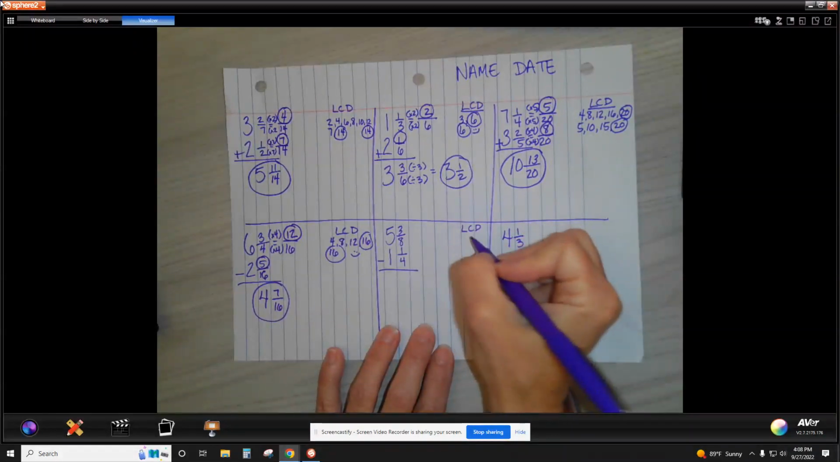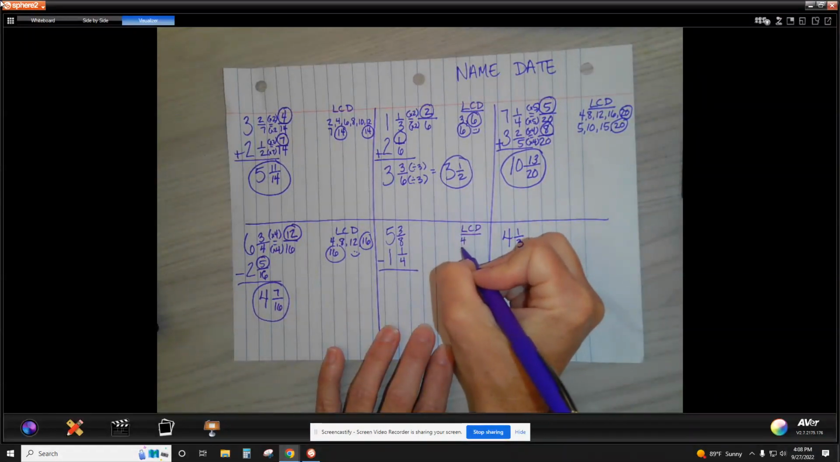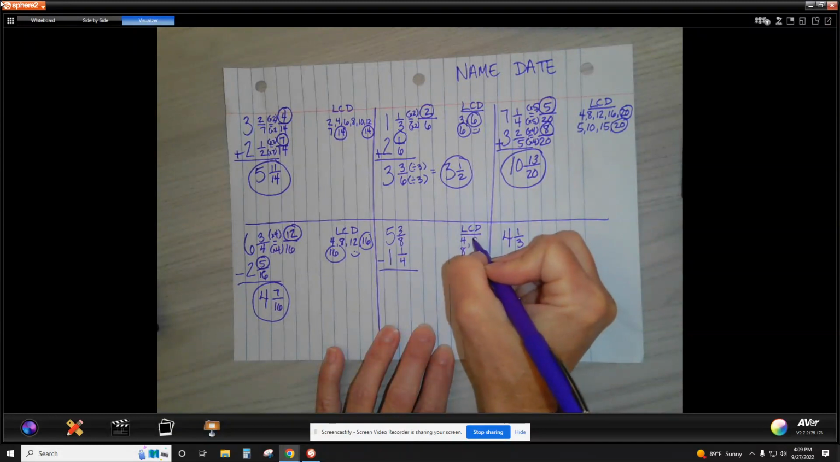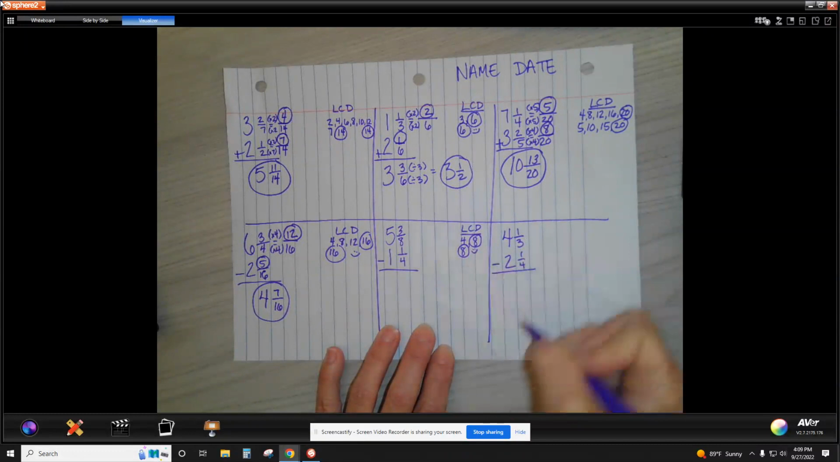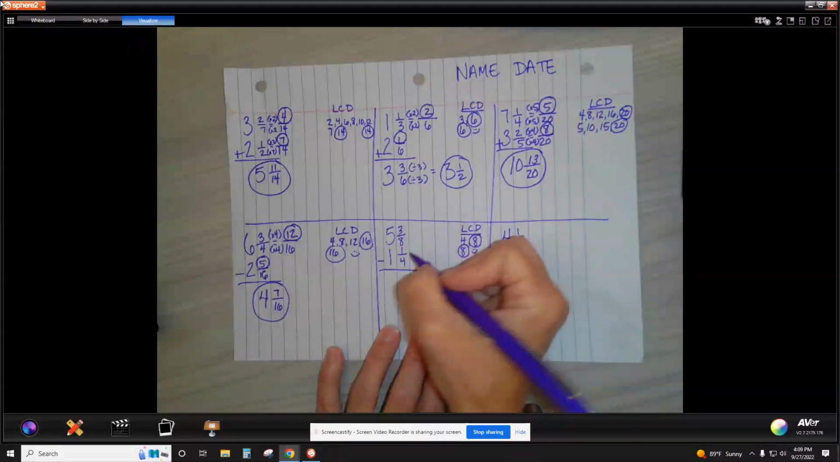Next one here, least common denominator of 4 and 8. A lot of you probably have these down because we've used them a lot. My LCD is 8. I don't have to change 3/8.